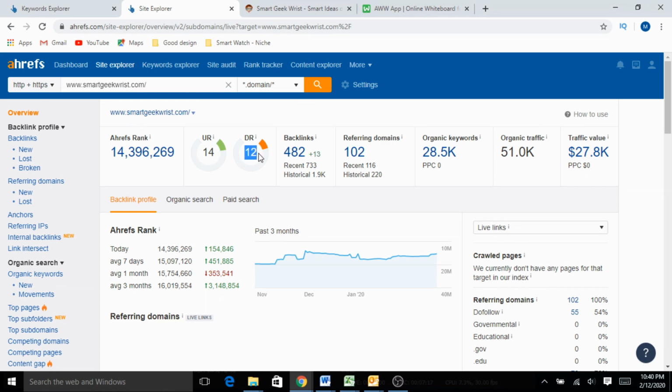See, domain authority is only 12. Domain rating is only 12 for this particular website. But just see for how many keywords it is ranking. Shocking. Nearly for 30,000 keywords, this particular website is ranking.